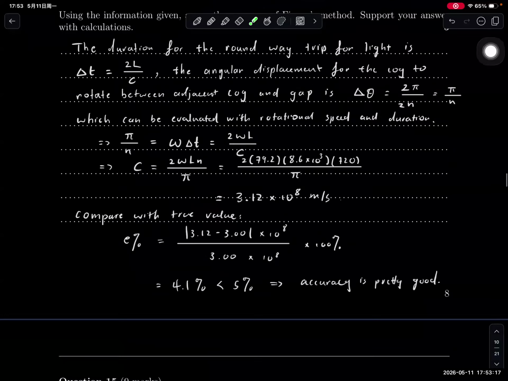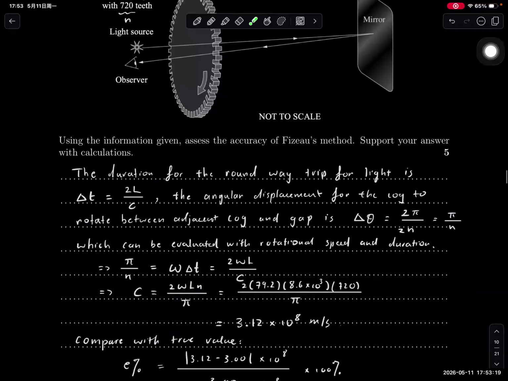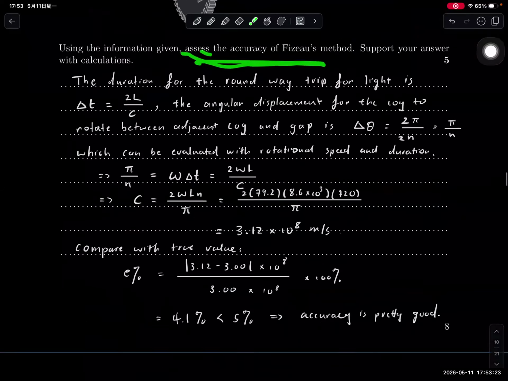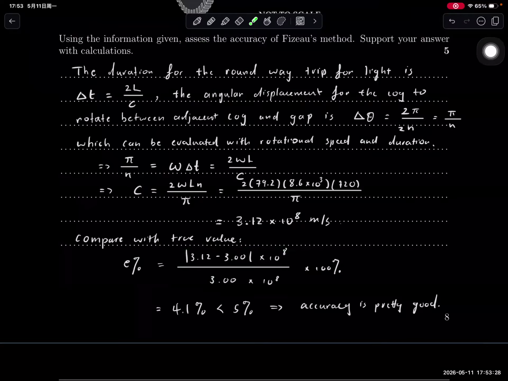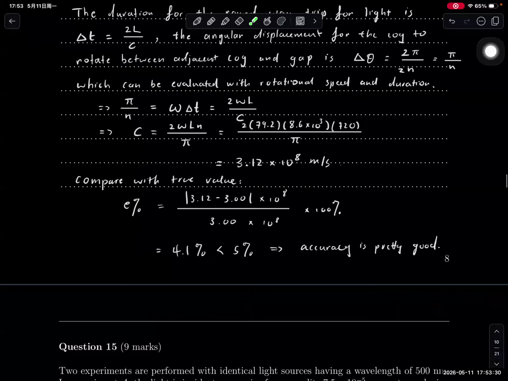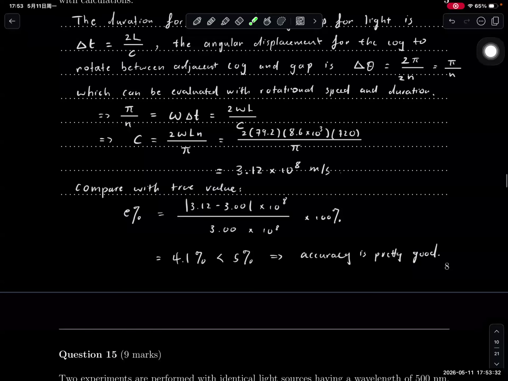Then calculate the percentage error, so we can assess the accuracy. That's what it means. I need to remember that percentage error assesses the accuracy. So we've got less than 5%, which is pretty good.